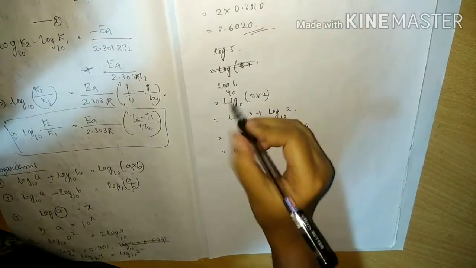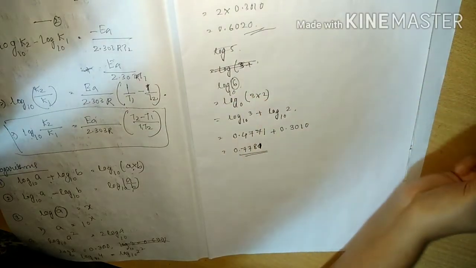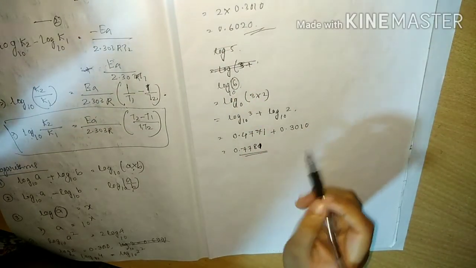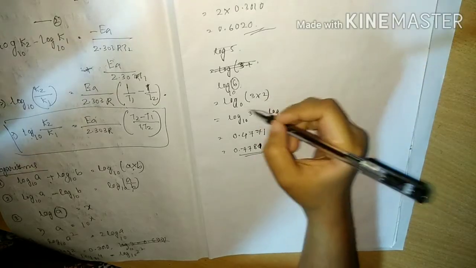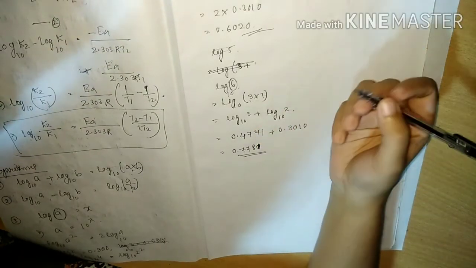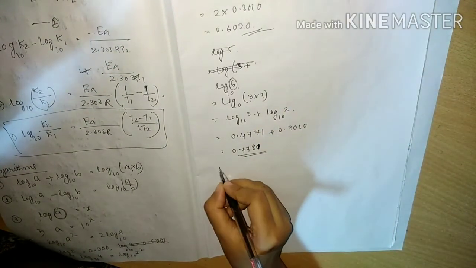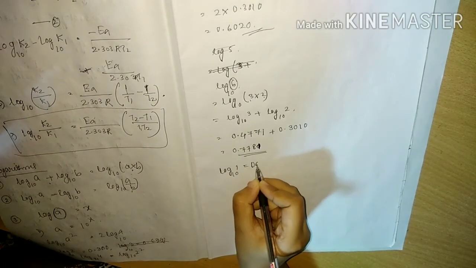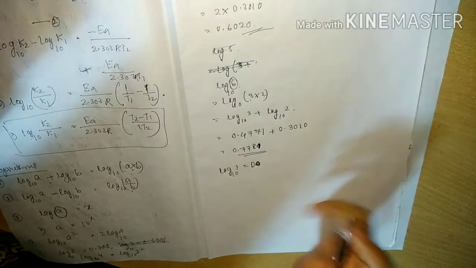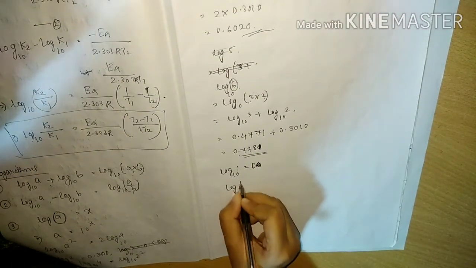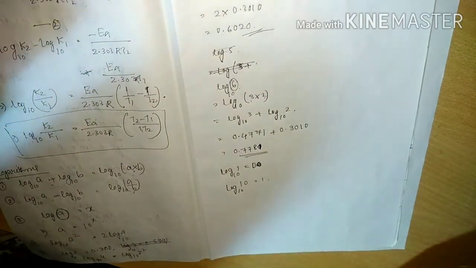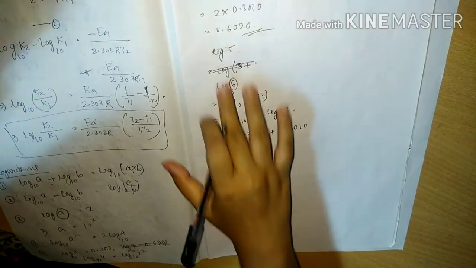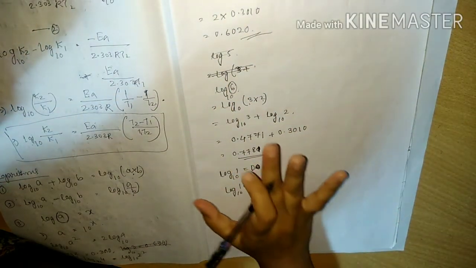So if we get numbers like this, we can find them by using the formula. We have to know the values of log 2 and log 3. Log base 10 of 1 is equal to 0, and log base 10 of 10 is equal to 1. So we can find the values like this. Okay, so that's all for today. Thank you.